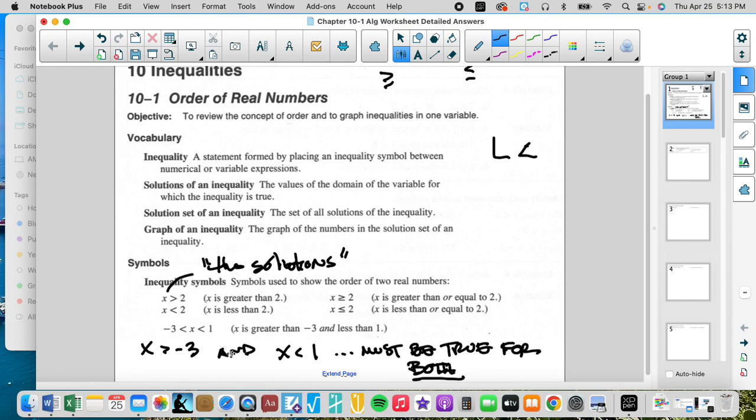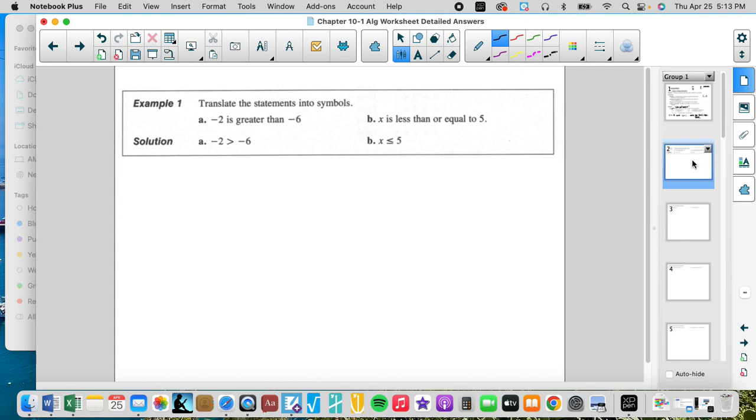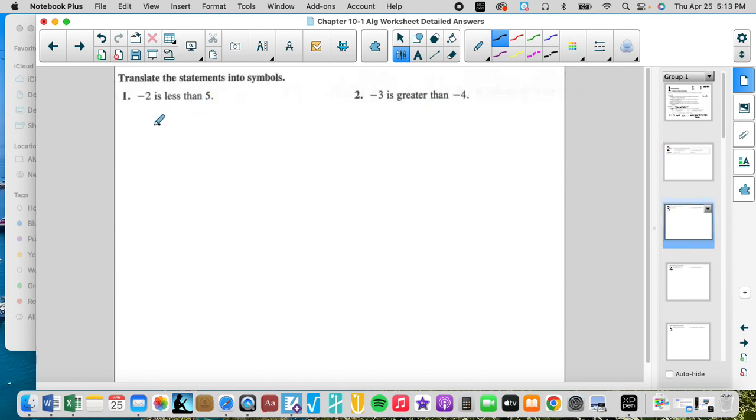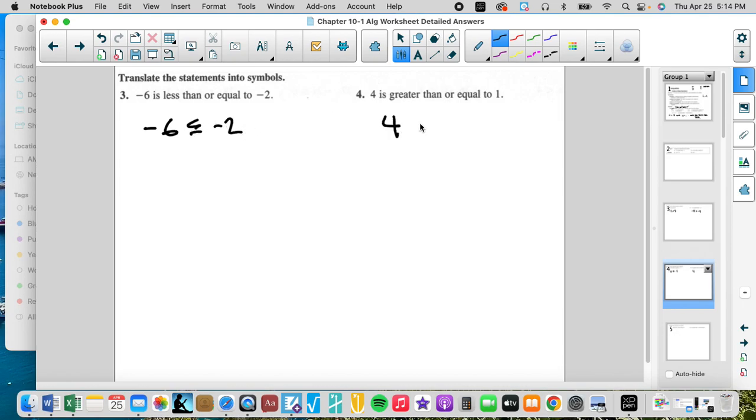The other one would be an or statement. So I'm sure we'll see some. Translate the statement into symbols. -2 is greater than -6. Yeah, there's no variables there. X is less than or equal to 5. Good. So -2 is less than 5. -3 is greater than -4. And we see that. -6 is less than or equal to -2. 4 is greater than or equal to 1.